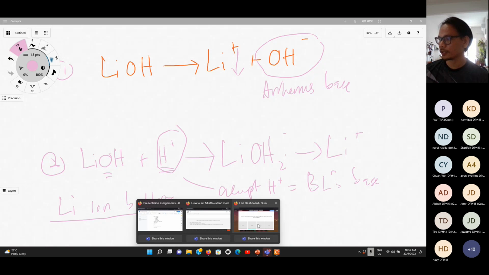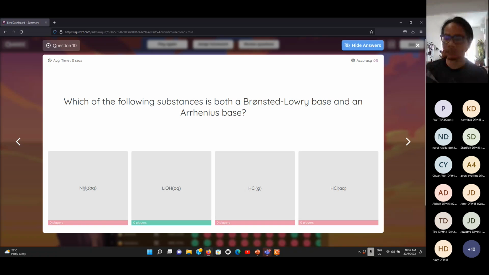So for example, kita tengok NH3. NH3 kita boleh eliminate siap-siap because dia tak ada OH. Bila dia dissociate in water, dia tak boleh menghasilkan OH minus. So it is not an Arrhenius base. The same goes for HCl. Dia tak ada OH. Bila dia dissociate, tak boleh produce hydroxide ion. Cancel. So bila it is not an Arrhenius base, kita boleh cancel dia terus. Kita tak perlu tengok pun whether it is a Bronsted-Lowry base ataupun tidak. Okay, because that is the simpler one between the two untuk kita kenal pasti.